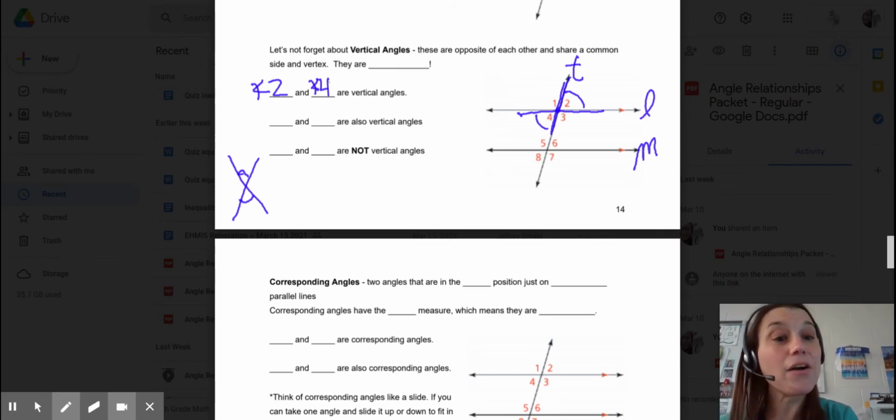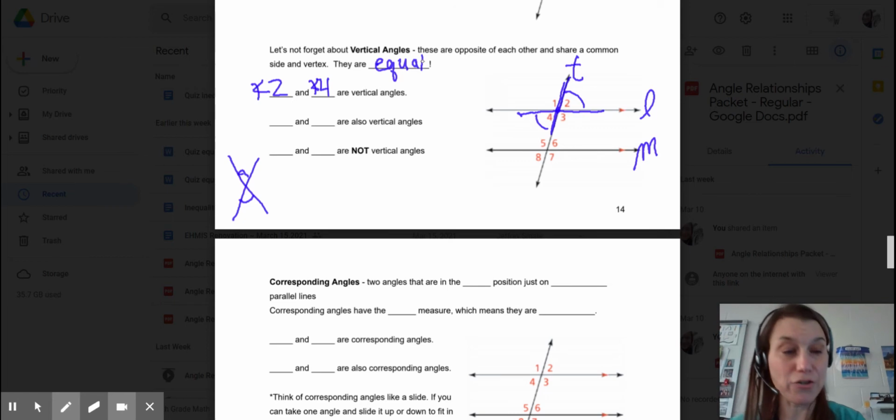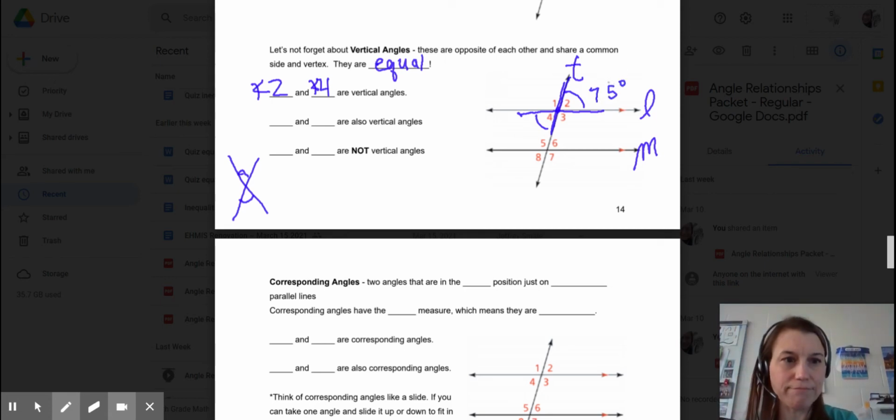Okay, I already know that vertical angles are equal. Vertical angles are congruent, which means they are equal in measure. So if I knew how many degrees angle 2 was, like let's say angle 2 is like 75 degrees, whatever, then that means angle 4 is also 75 degrees because they're congruent.